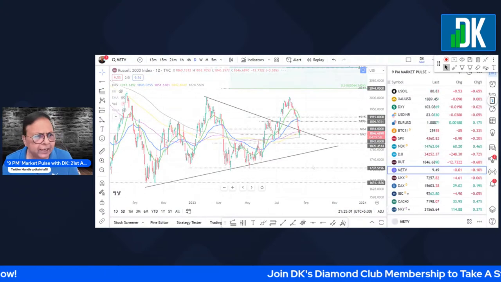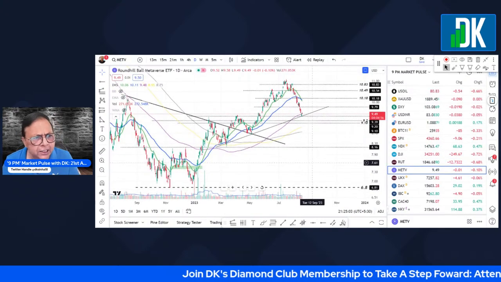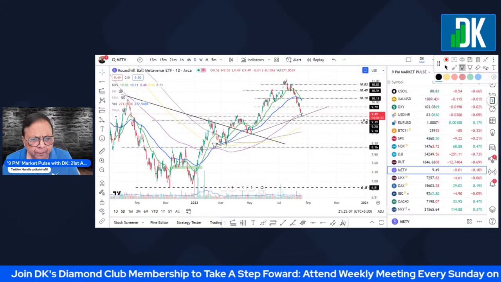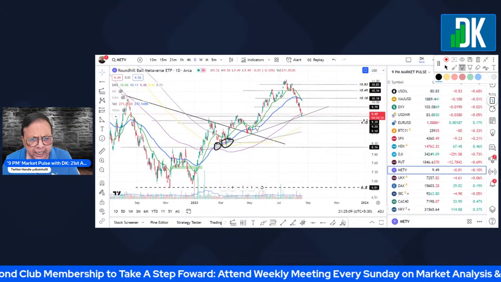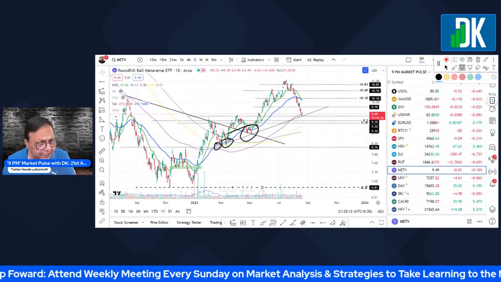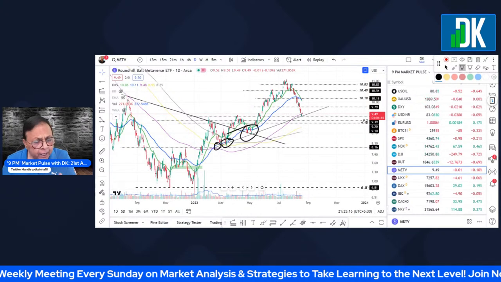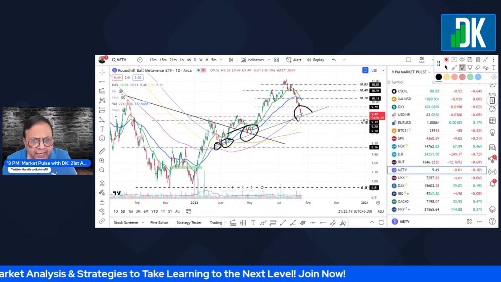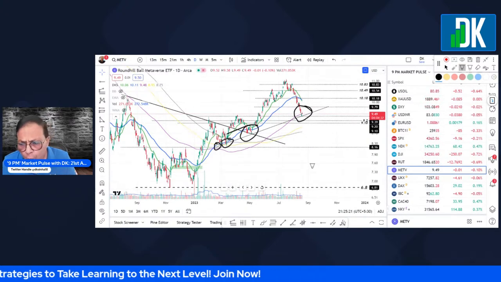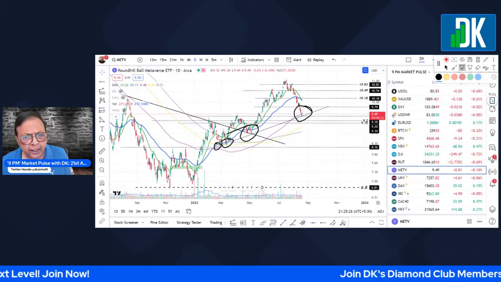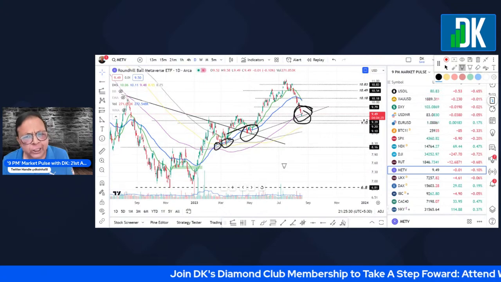Now let us check the Metaverse ETF. This is the price chart of Roundhill Metaverse ETF. If you see the trend line, price has taken support here, here, and here. And each time the price has taken support on this trend line, the market has gapped down and then buying has come. Similar thing has happened on 18th of August this month, the last trading session of the last week, gap down opening and buying has come back.